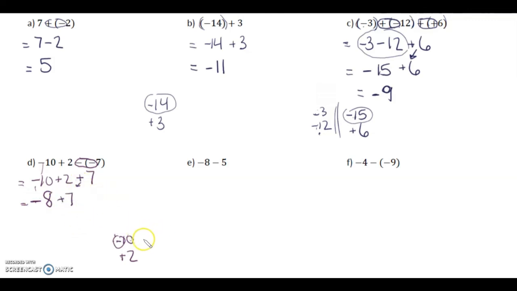We do the same thing. We have two numbers, negative 8 and positive 7. These are opposite signs, so we're going to subtract them. 8 minus 7 is 1, and we're going to take the negative because the negative is on the bigger number.